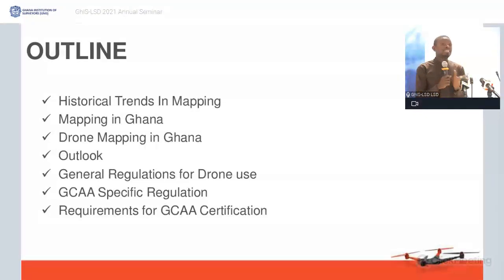This presentation is in two folds because there's a recommendation as to regulation. So we'll look at the regulations, the authority that regulates the space in which we use the drones, and also the authority that regulates mapping in general, and the relation of this authority to drone mapping specifically. Then we'll look at some aspects of the Ghana Civil Aviation regulations, and then the requirements if you own a drone and you want to be licensed or get certification to practice drone mapping, the requirements that you have to fulfill.